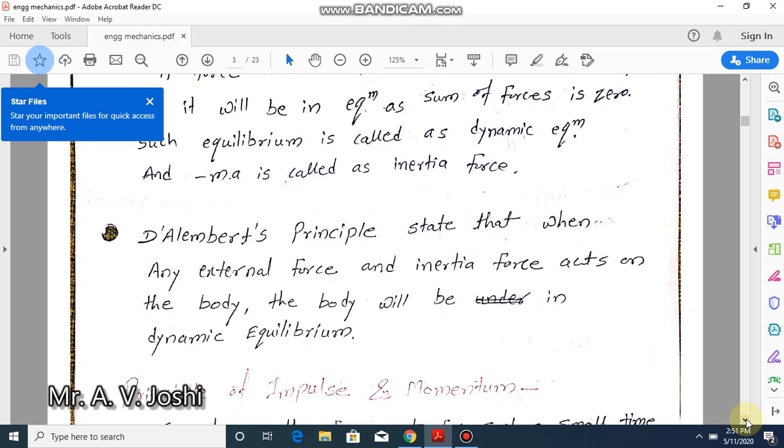So in this lecture we have studied D'Alembert's principle. According to Newton's second law of motion, we found force equal to ma, and using that relation we discussed D'Alembert's principle.